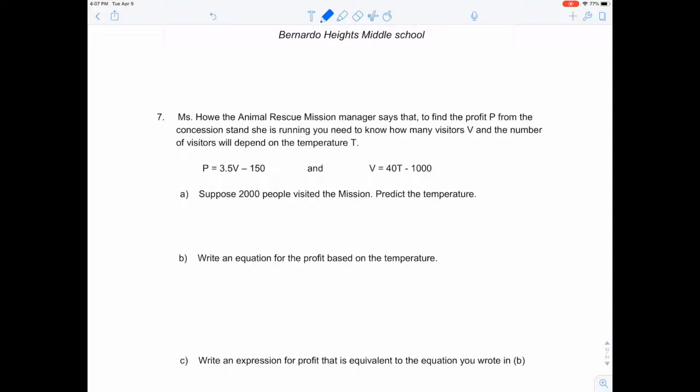So Ms. Howe, the animal rescue mission manager, says that to find the profit P from the concession stand she is running, you need to know how many visitors V, and the number of visitors will depend on the temperature T. So here's my two equations. P equals 3.5 V minus 150, and V equals 40 T minus 1000. Suppose 2,000 people visited the mission. Predict the temperature.